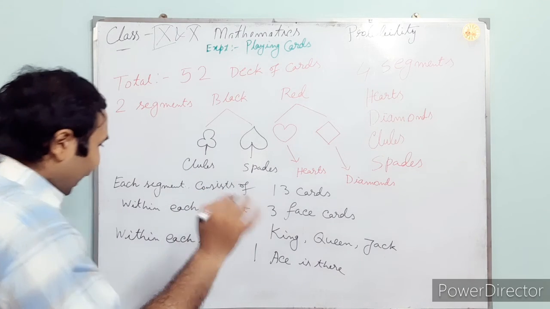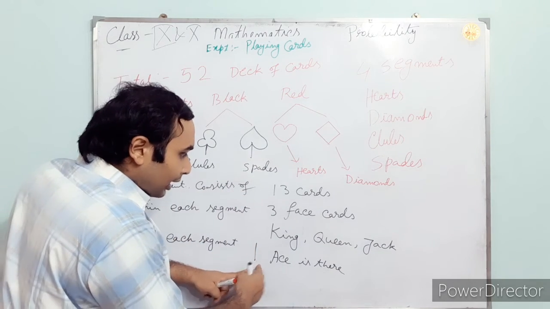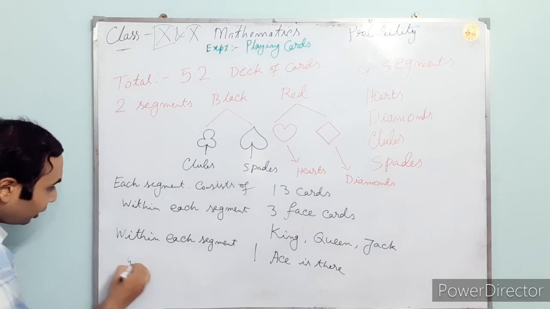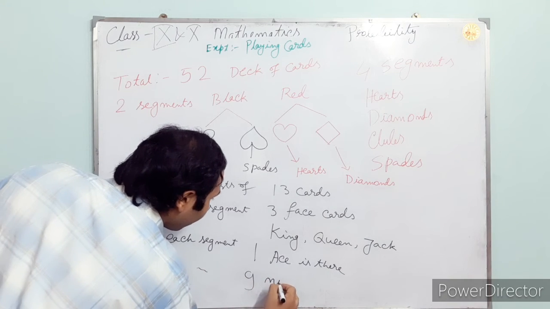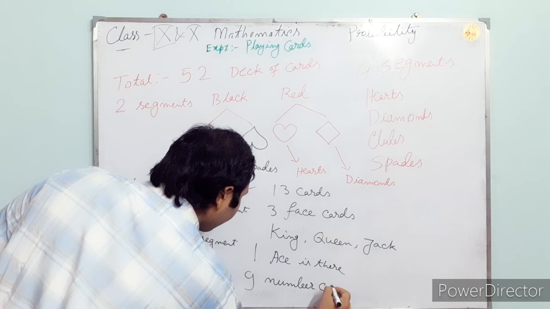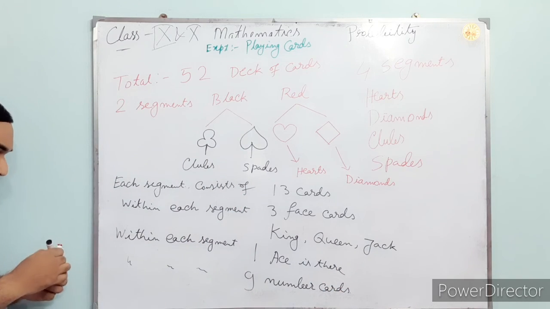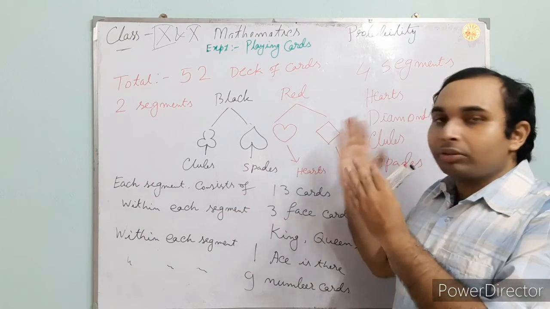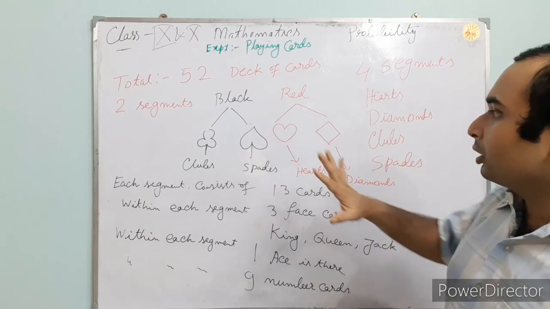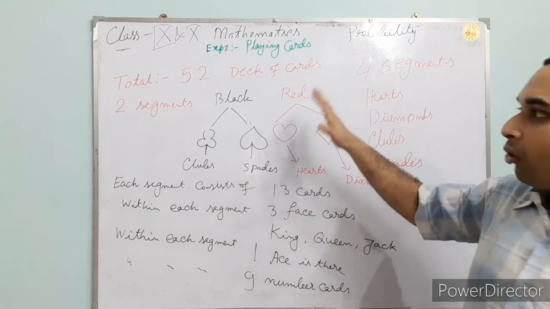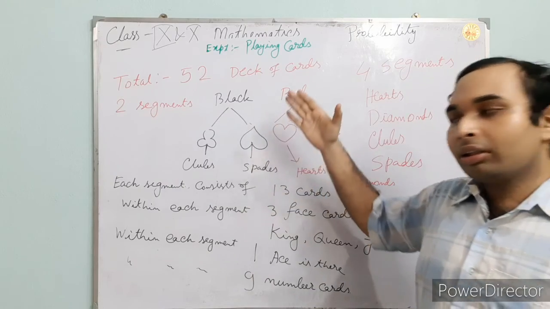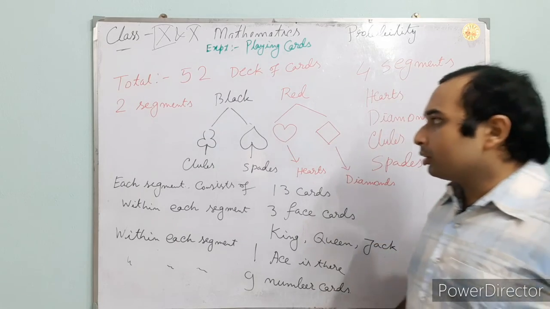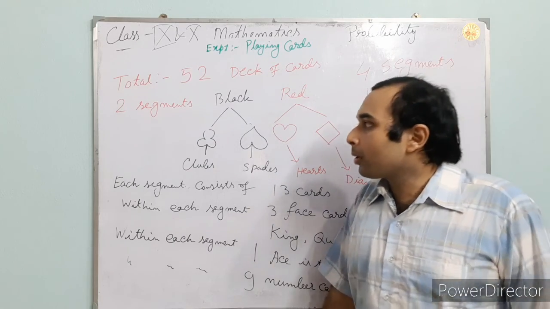So one ace card and 3 face cards, so total 4 cards are gone. So within each segment 9 number cards are there. So this is the total division of the cards. Here we learned what is called the sample space, and also the sample space of the coins and the dice, and also the description and details of the cards. Students, I think you have got those concepts.